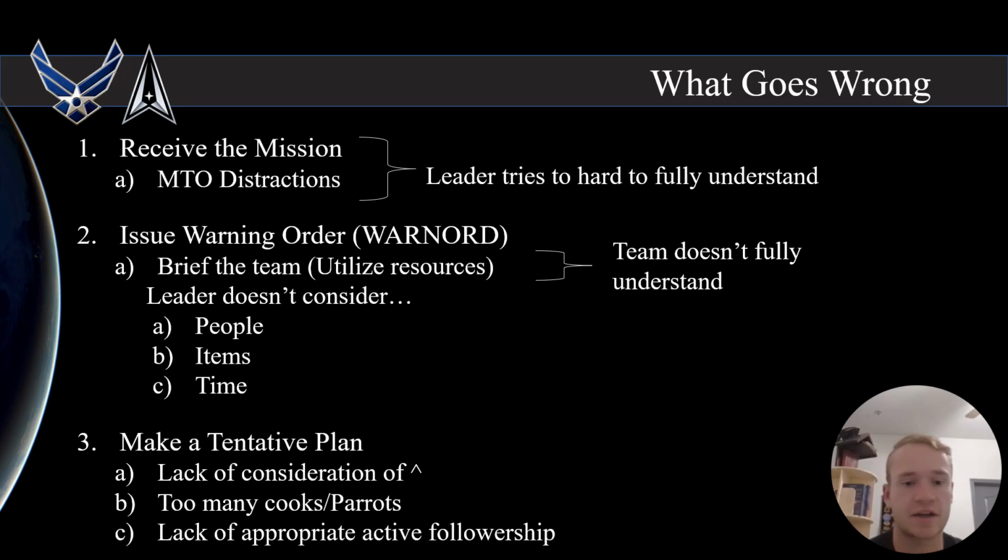But next, you're making a tentative plan. When making a tentative plan, you fail to consider once again your people, items, and your time. And there's typically, more often than not in these kinds of situations, too many cooks in the kitchen, meaning too many people trying to get their inputs in and give their opinion without considering the fact that the leader might be stressed or might be trying to comprehend it all. Too many different people trying to give their opinion only hurts the cohesion of the group, and it doesn't necessarily help. And we'll talk about how to navigate that momentarily.